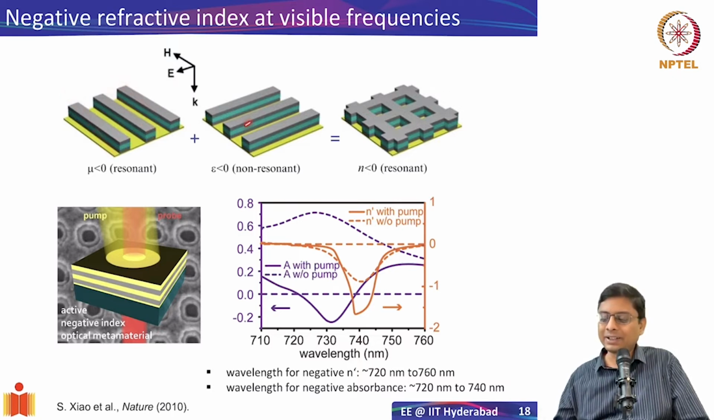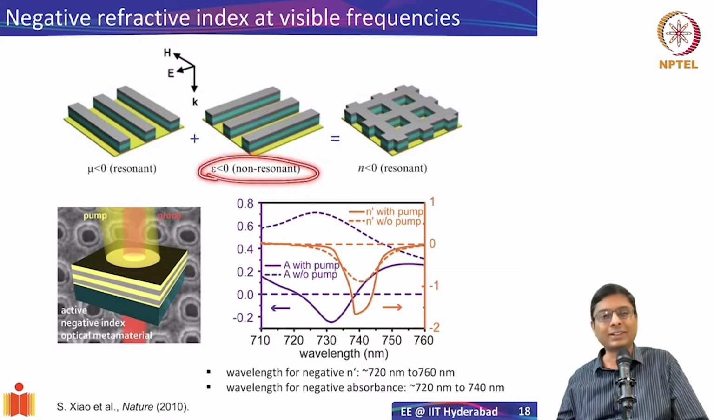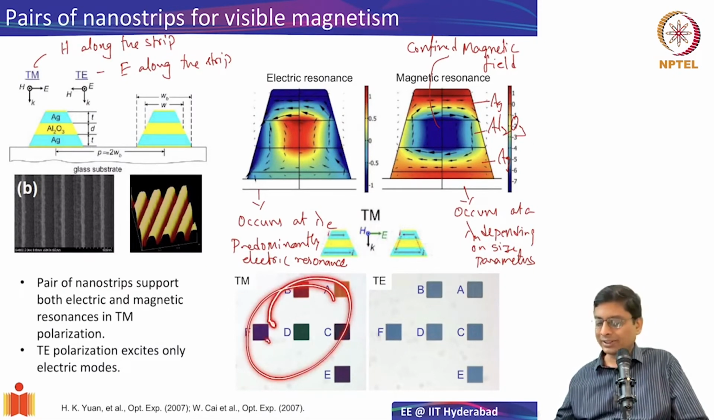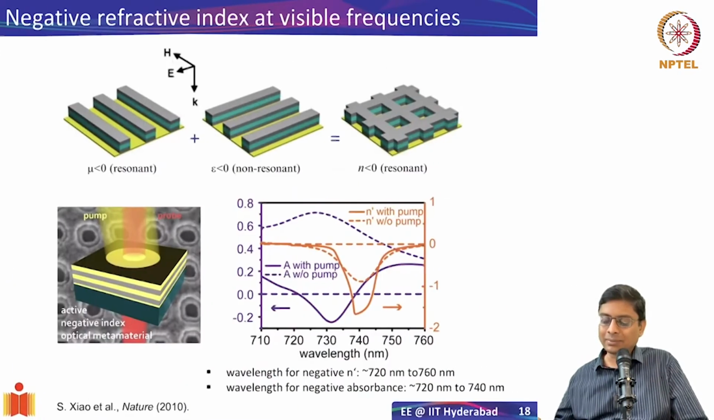But if you have a perpendicular incidence, it exhibits an electric response, but it is not actually resonant. So what if you combine these two? We saw in the previous case that if I have this resonant response in the TM polarization, but in TE there is no resonant response, it's non-resonant, right?